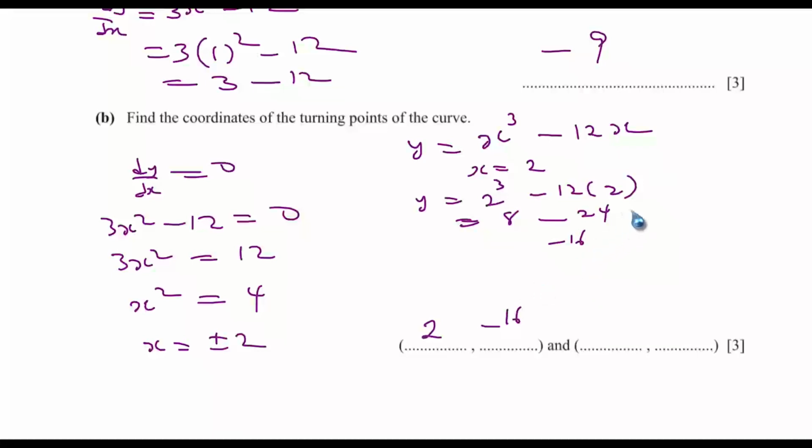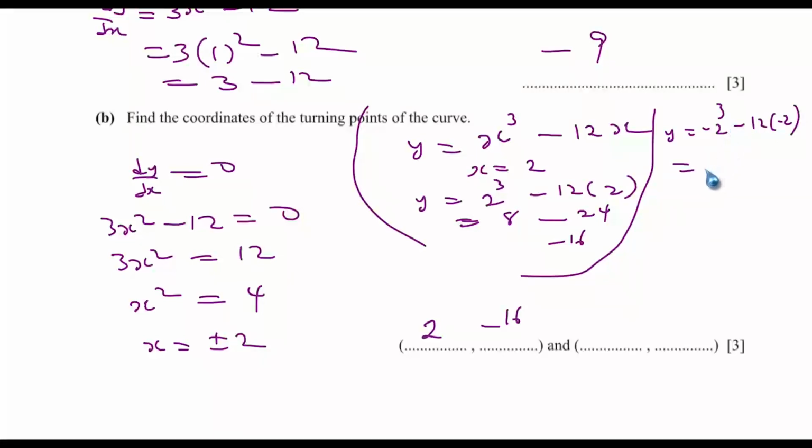So we need to do the same thing when x equals negative 2. So when x equals negative 2, we have y equals negative 2 to the power of 3 minus 12 into negative 2. Negative 2 to the power of 3 will be negative 8. Then negative 12 multiplied by negative 2 will be positive 24, and we have the corresponding value of y to be 16. That implies that when x equals negative 2, the corresponding value of y is positive 16.